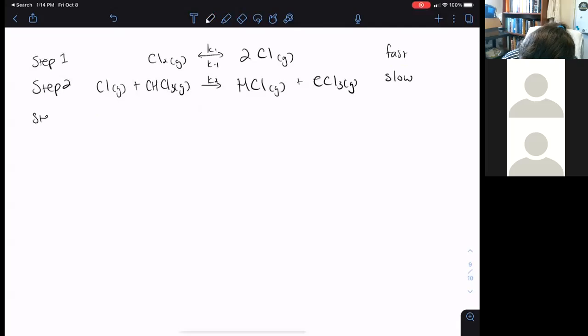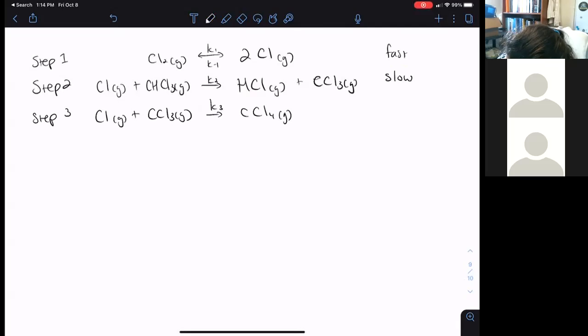And then our last step: Cl gas plus CCl3 gas goes to CCl4. They didn't put a state. Oh my goodness. We're just going to assume that's gas. And that is also a fast step. Okay. Just going to fix it because it looks a little funky. There you go. From here, let's see if we can find if there are any intermediates or catalysts.